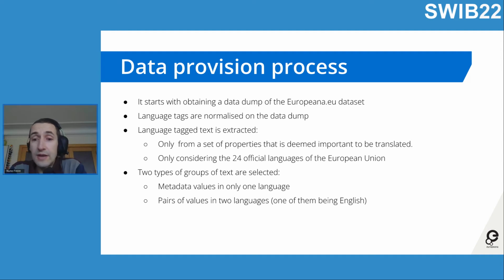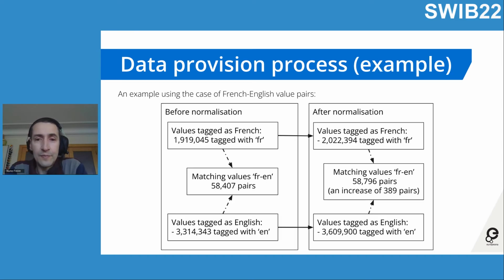So two groups of text are selected: metadata values in just one language, and pairs of values in two languages, one of them being English. Basically, here is one example of what we are trying to achieve, using the case of the pairs French and English.